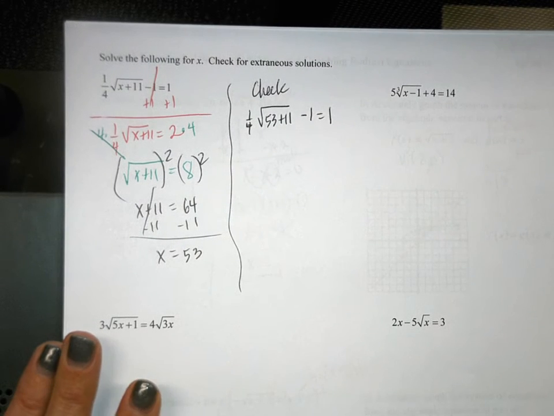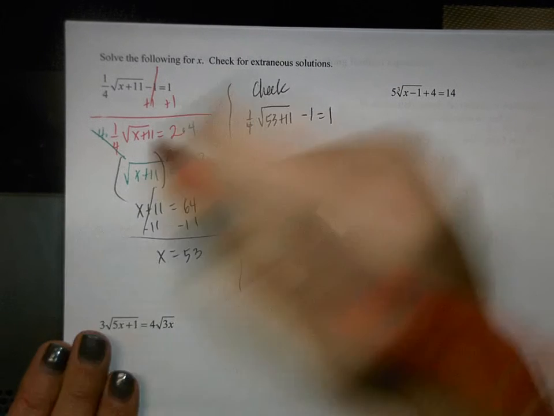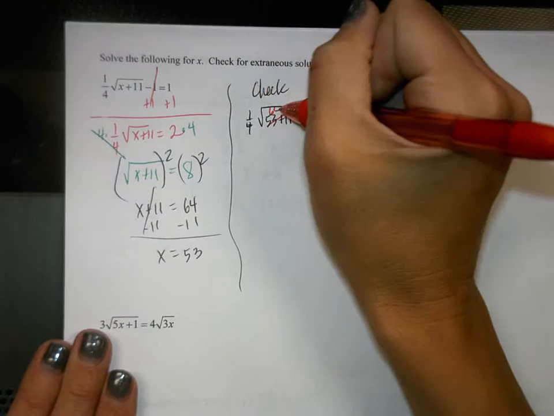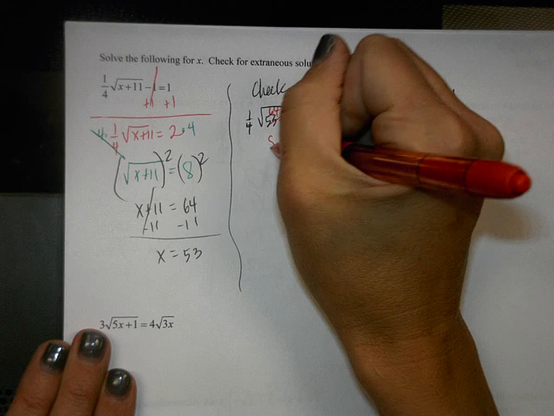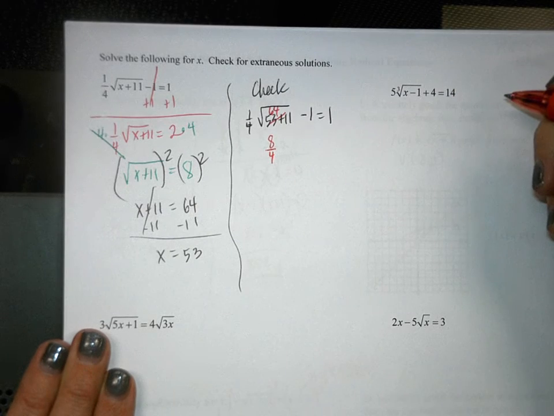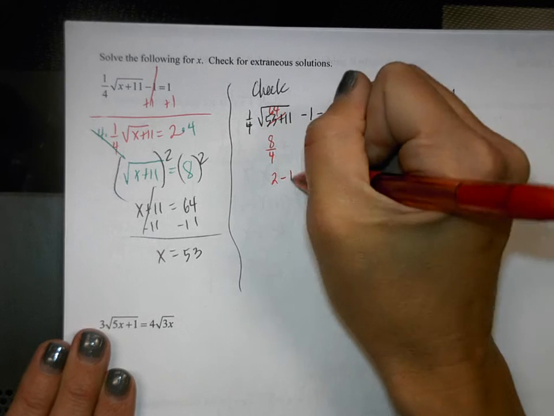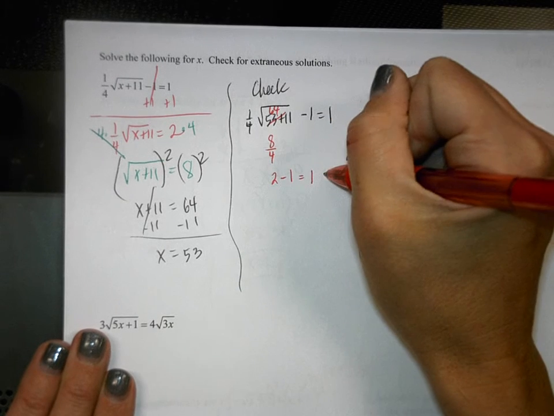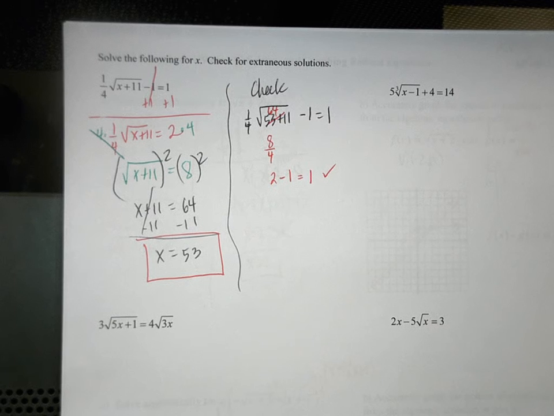So 53 plus 11 is what? 64. And what's the square root of 64? 8. And so we have 8 over 4, which is what? 2. Good. And 2 minus 1, does that equal 1? Yes. So it checks out. So x equals 53 is correct.